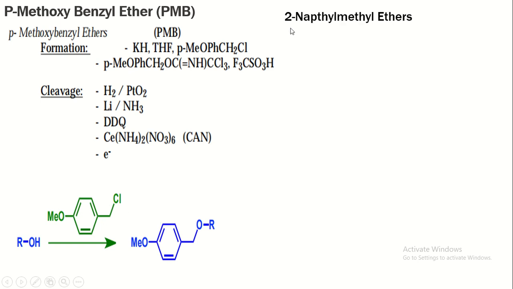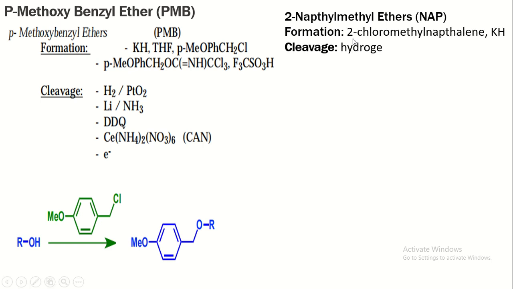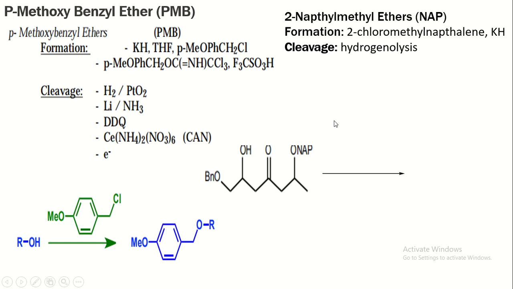The next one, OH is converted into 2-naphthyl ether, that is NAP. It can be done by using 2-chloromethyl naphthalene in presence of base, and the deprotection is done by simple hydrogenolysis. Consider the reaction. In this reaction, there are three types of OH. One OH is deprotected, the other two are protected by NAP and by benzyl. When it reacts with hydrogenolysis, then at that time only one OH is deprotected, not the others. Therefore, it gives the product where the OBn is remaining.